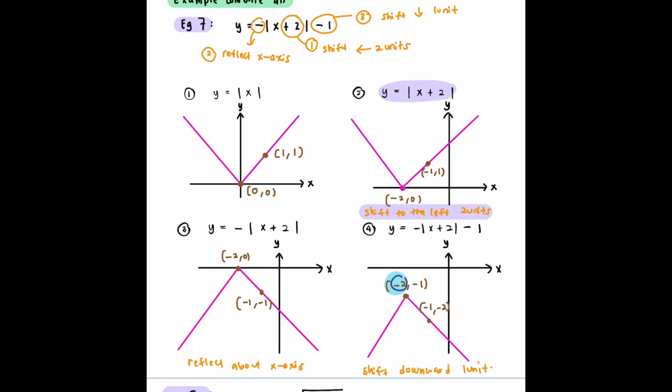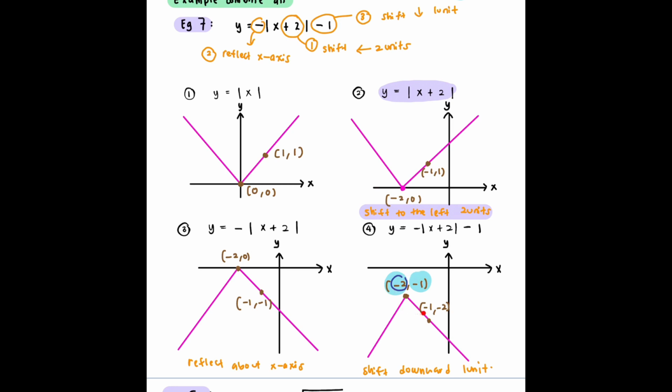Okay, what is your answer? Negative 2 plus 2, 0. 0 times negative is 0. 0 minus 1 is negative 1. Okay, is it equal to the y coordinate from your graph? This is your answer. This is your graph, which is equal. So you have the correct coordinate here.